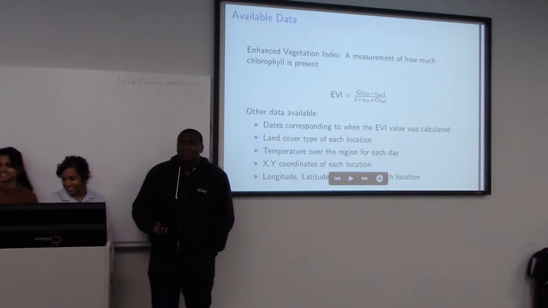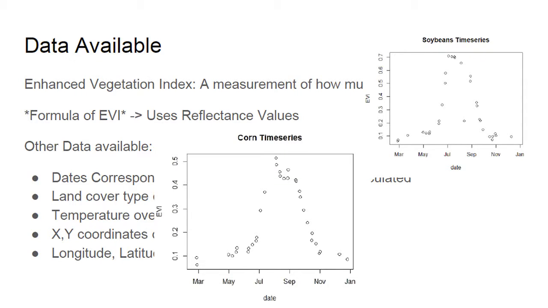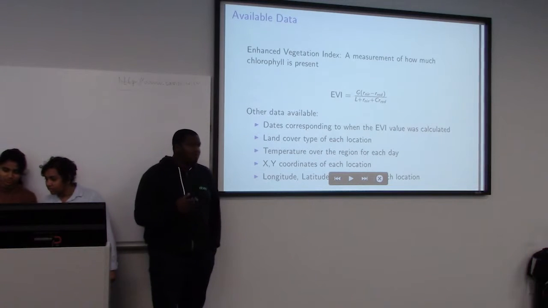Okay, so here's some of the available data that we have. Before this, the way that we were quantifying these reflectance values was using the Enhanced Vegetation Index. And then other data that we have available is dates corresponding to when this value was calculated. We have the land cover type of each location, and we have the temperature over the region for each day. We have the X and Y coordinates for each location, and we have the longitude and latitude coordinates for each location.